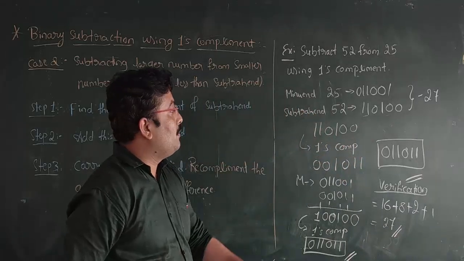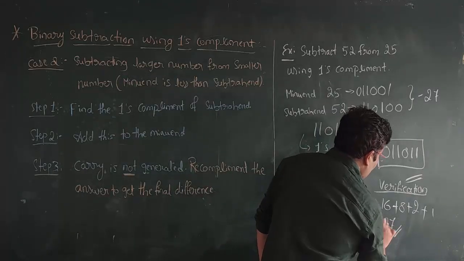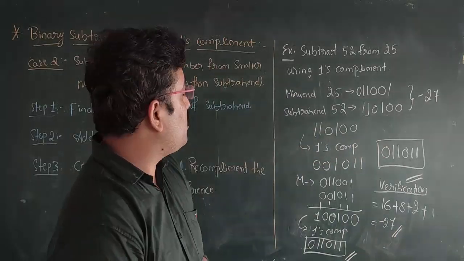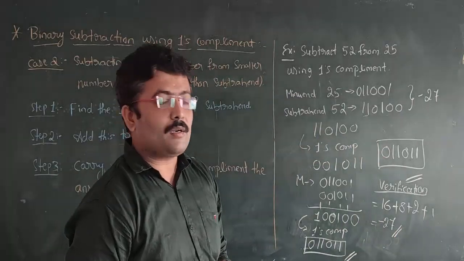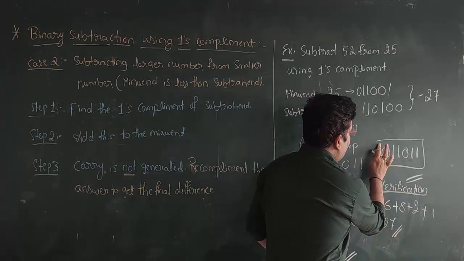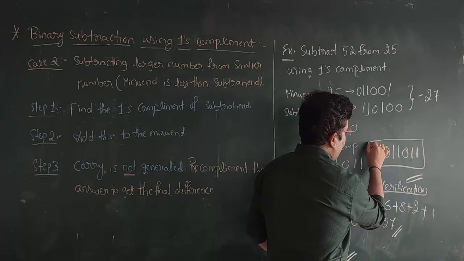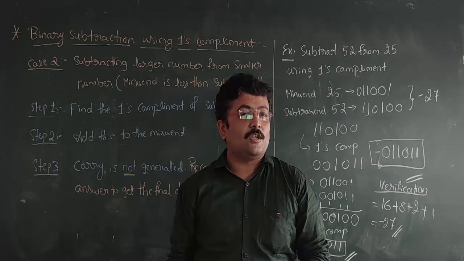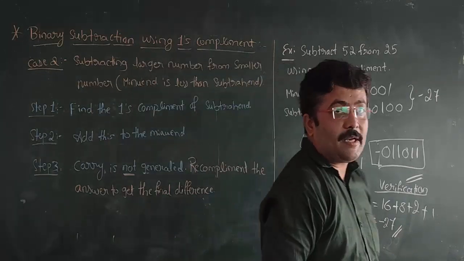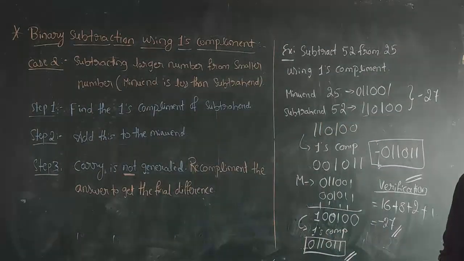But my sign is minus because I am subtracting a larger number from a smaller number. So the answer is in the form of negative. So write it with a minus sign. So minus 011011 is my answer for subtracting 52 from 25.